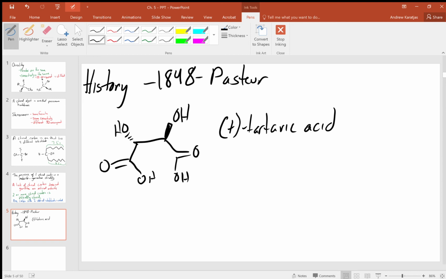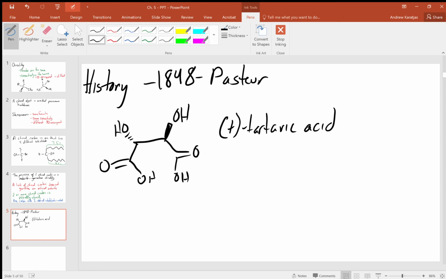And he found that there were two different types of crystals. In fact, amazingly, he was actually able to separate the two different types of crystals with a magnifying glass and tweezers. And trust me when I say this is not common at all. But he was able to do this. And he observed that the crystals themselves were not superimposable.